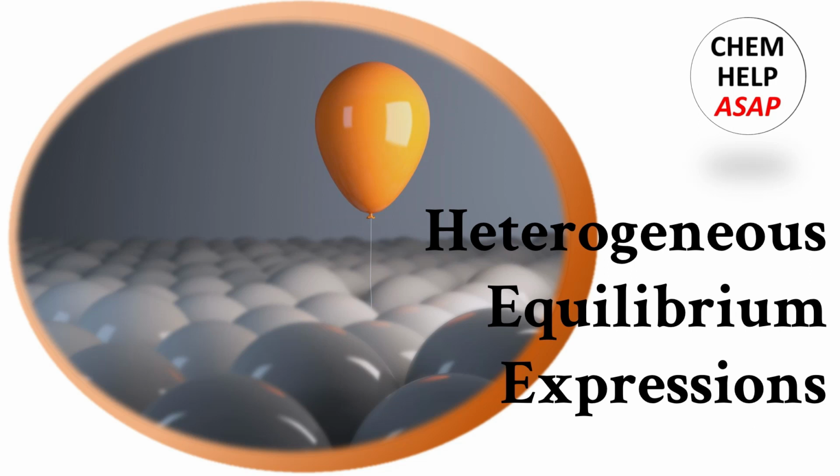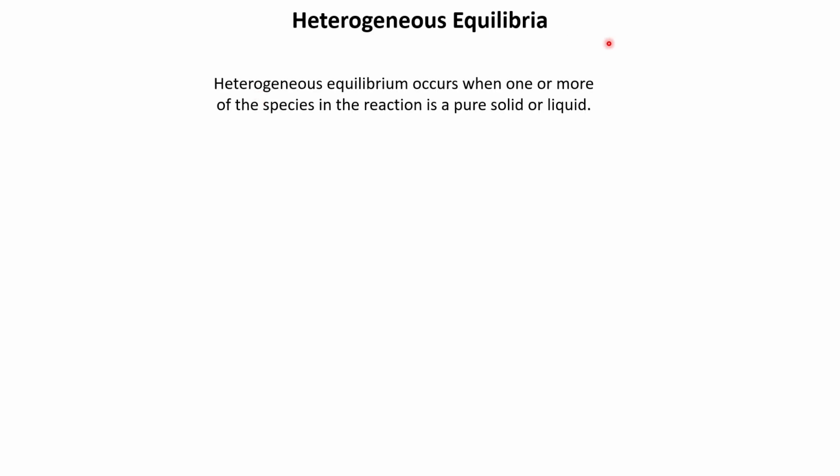Today we're going to be talking about equilibrium, but specifically heterogeneous equilibrium expressions. So let's get started. What is a heterogeneous equilibrium? Well, a heterogeneous equilibrium occurs when one or more of the species in a reaction is a pure solid or a pure liquid. When you're starting out with equilibrium, you usually deal with either everything in solution having a concentration, or all gases having a pressure. But that is not always the case for all reactions. So how do we handle this? Let's take a look at an example.